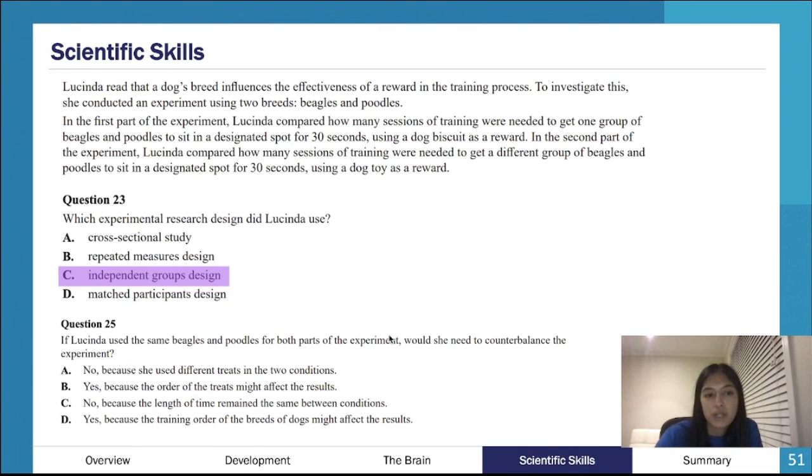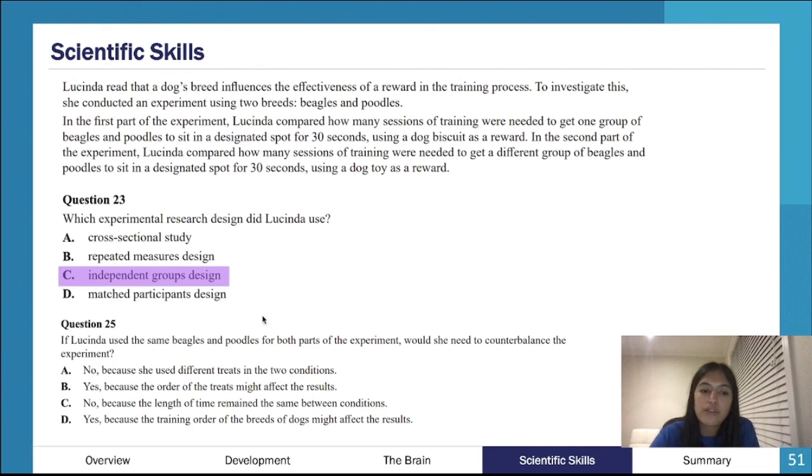If Lucinda used the same beagles and poodles for both parts of the experiment, so i.e. if she used a repeated measures design, would she need to counterbalance the experiment? The answer should already be yes. So you can rule out A and C because we've got a repeated measures design. The order effect should be coming into it. So yes, because the order of the treats might affect the results, or yes, because the training order might affect the results. I will let you know as well, this question was answered poorly by students, so don't worry if you're a little bit confused or you get it wrong, because it was answered poorly by year 12s at the end of the year.